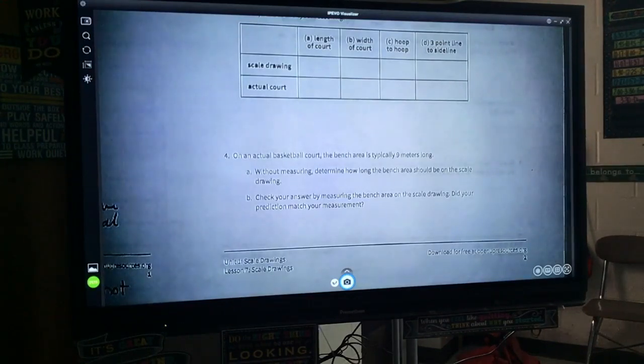And this is like 1 meter for every 2 centimeters. 1 centimeter for every 2 meters.